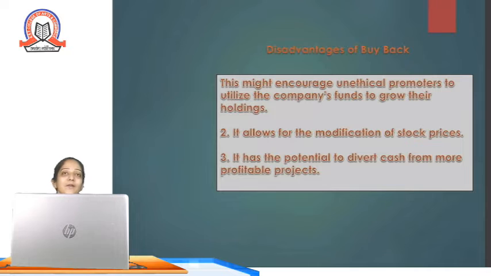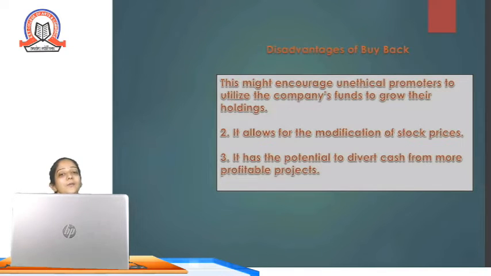Coming to the disadvantages of buyback, number 1, there might be the chances of unethical promoters utilizing the company's funds to grow their holdings. The possibility is there that promoters are using this technique for their unethical behavior, and they do it for their own advantage in this type of buyback of shares.